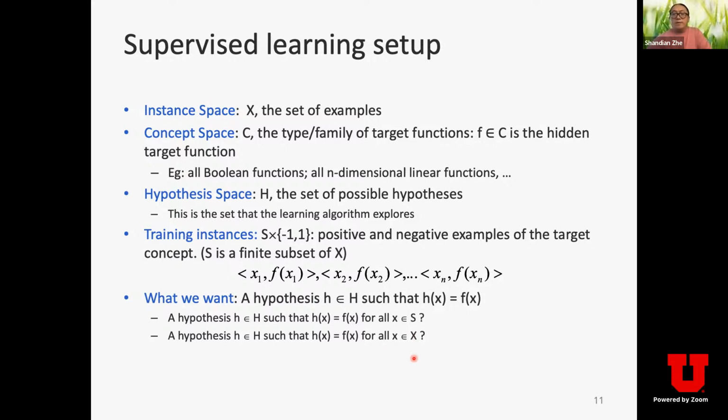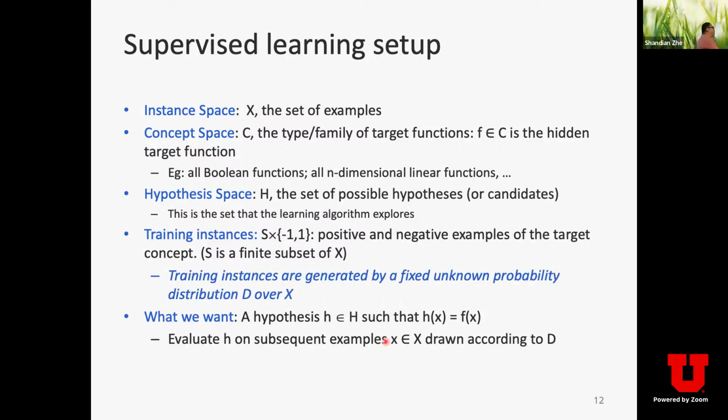And in most cases, we can expect that our learned hypothesis satisfies the first level, right? It can get consistent prediction with the ground truth target function on the training set. But we're not able to claim that they're going to be consistent for all the instances in the instance space. Does it make sense? Those basic settings, right? Okay.